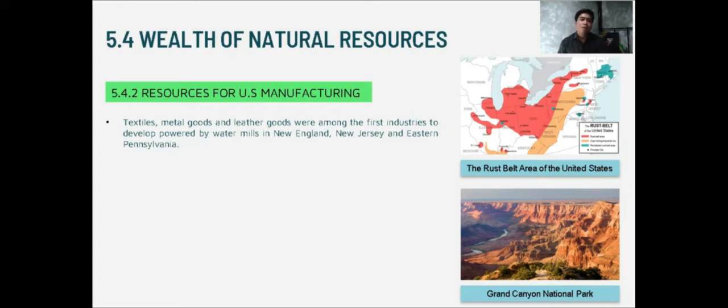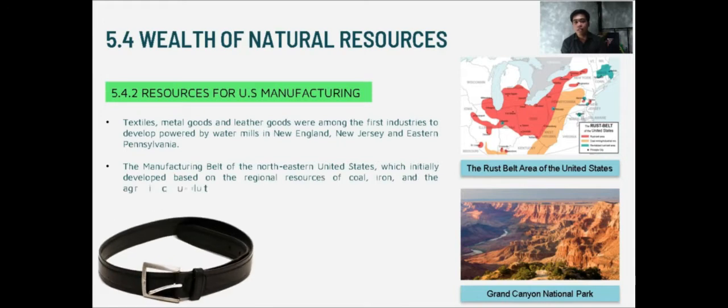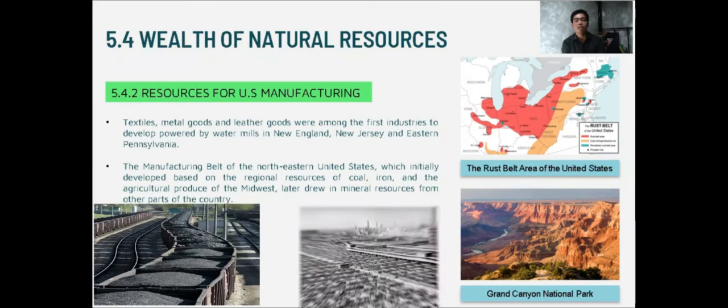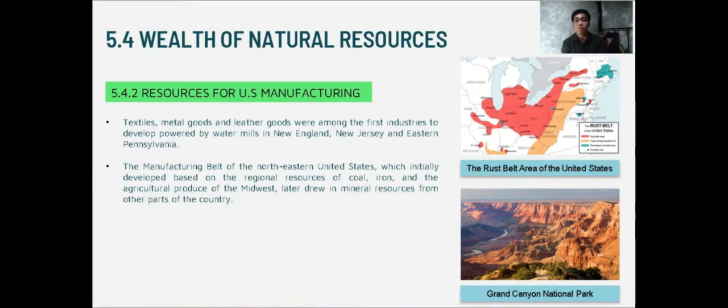The primary emblem of the early steel-based industrial revolution, the railroads, has extended through the nation to the Pacific coast. The northeastern United States manufacturing belt, which initially grew to the basis regional coal, iron, and agricultural resource from the Midwest, later extract mineral resource from other parts.